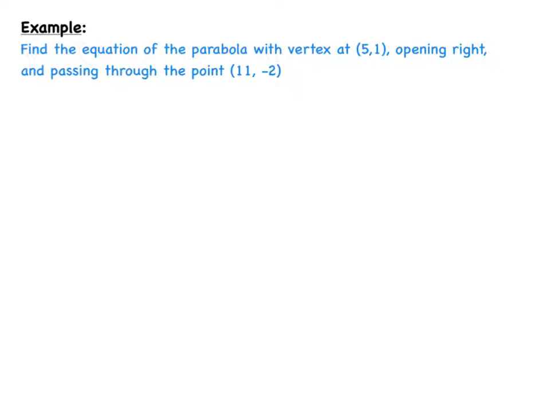In this example, we're going to find the equation of a parabola with vertex at (5, 1), opening to the right, and passing through the ordered pair (11, -2).